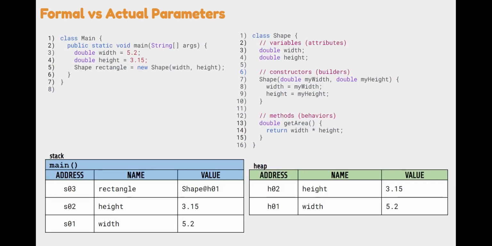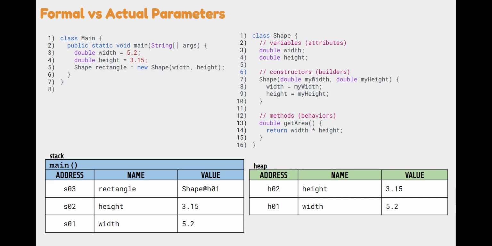So taking a look at what that looks like in memory, on the left in our void main, we declared two variables of type double, one called width, and we assigned it the double literal 5.2, one called height, and we assigned it the double literal 3.15. We can see both of those in stack memory. And then on line 5, we are declaring a shape, and we are calling the constructor passing in those two variables, width and height. Width and height will be evaluated to their values, 5.2 and 3.15, and copies of those will be sent to the shape constructor.